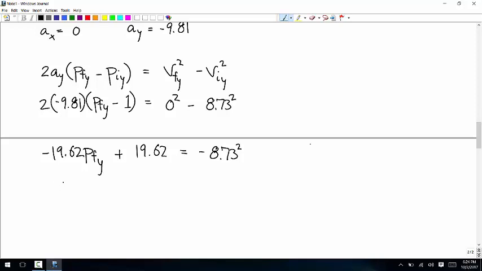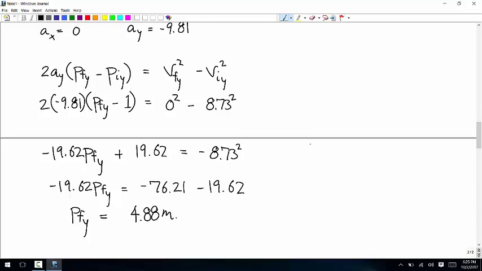So what's 8.73 squared? Okay, so we got negative 19.62 PFY is equal to negative 76 point what? Okay, and then minus 19.62. And can someone solve for PFY? Okay, so positive 4.88 meters, which is like 16 feet or something.